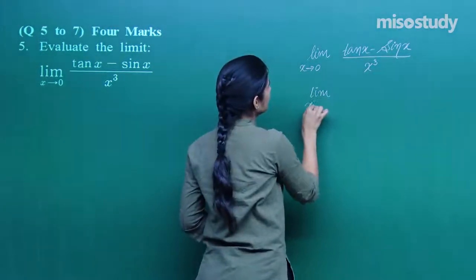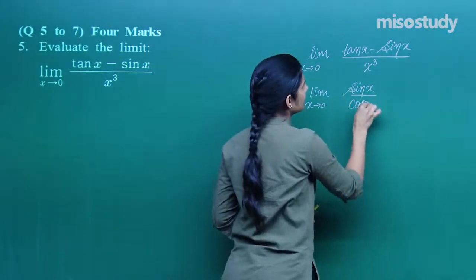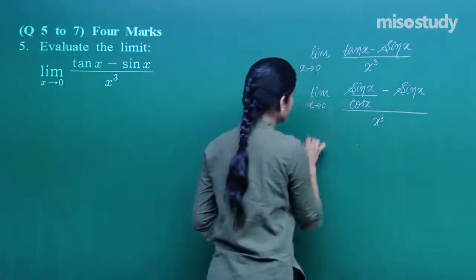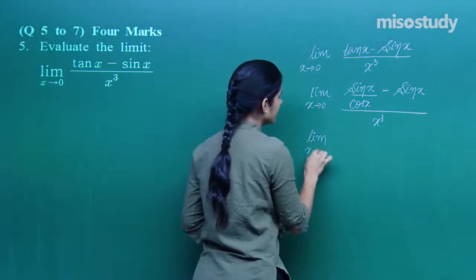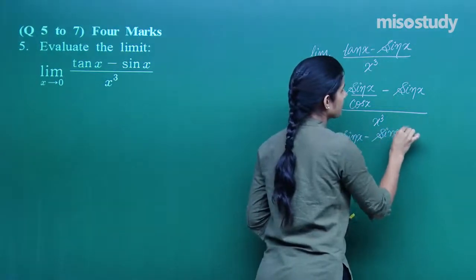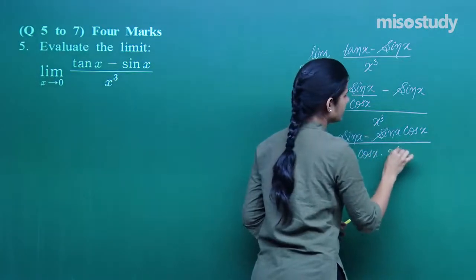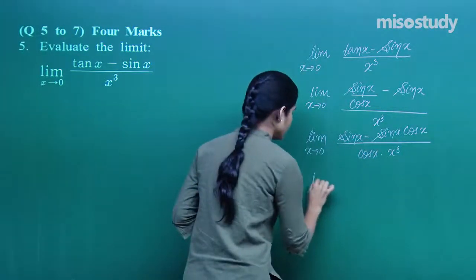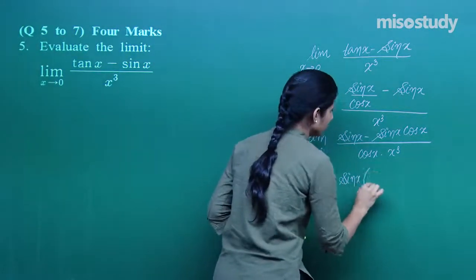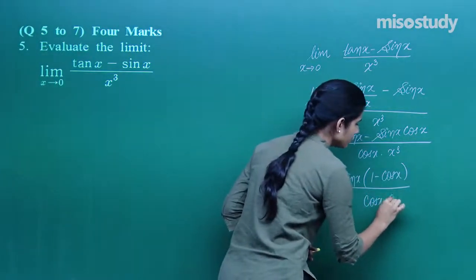This gives me limit x tends to 0, sin x upon cos x minus sin x whole upon x cube. This results, if I take out the LCM, this is sin x minus sin x cos x whole upon cos x into x cube. Limit x tends to 0, sin x comes out common, you have 1 minus cos x whole upon cos x into x cube.